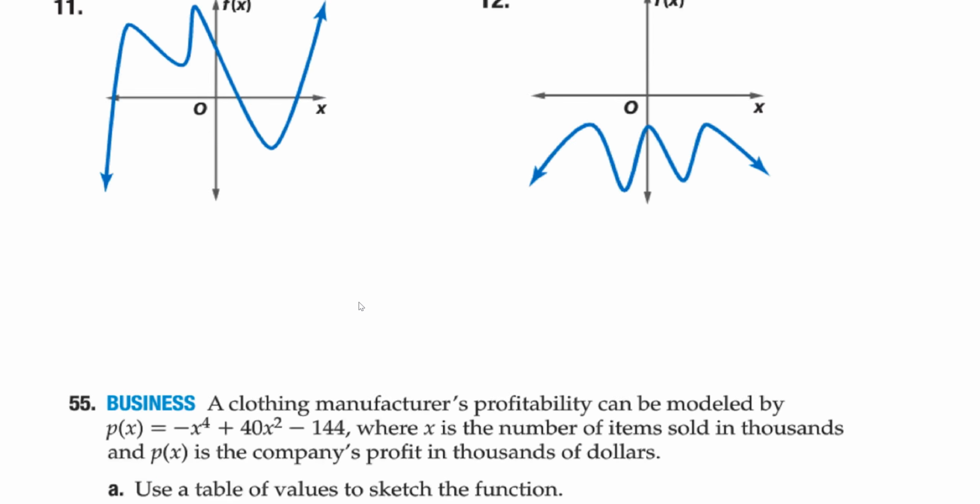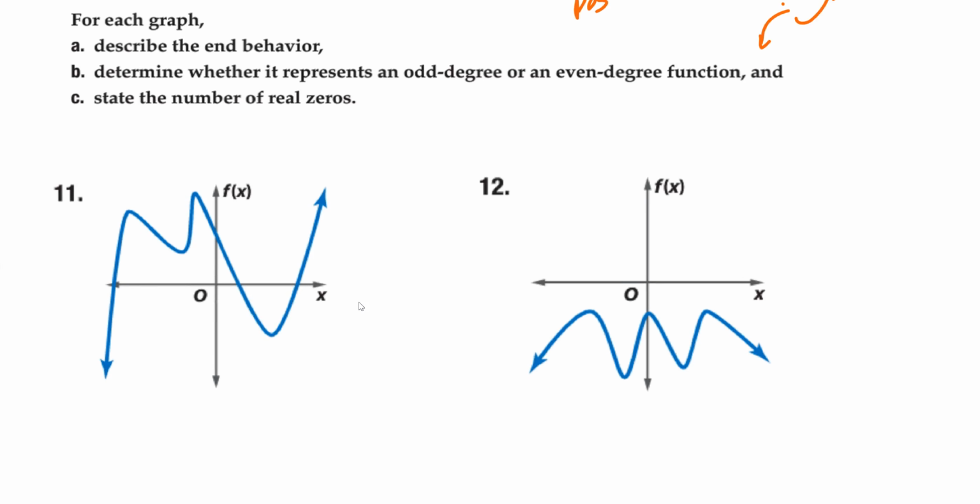And let's go on to the last part of stuff we can do today, which is this right here. So for each of these things, I'm going to describe the end behavior. I'm going to determine whether it represents an odd or even degree. I want to state the number of real zeros. Remember, real zeros are x-intercepts. So that's all we got to do for each one.